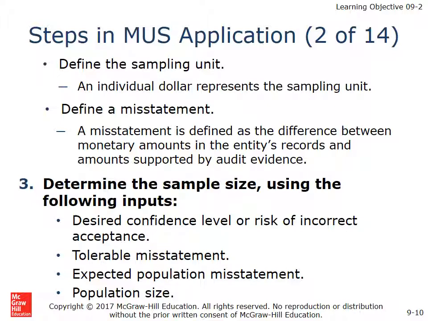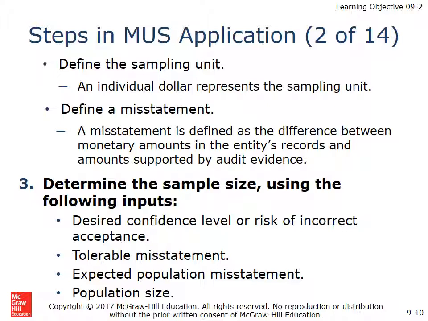So let's take a second. Desired confidence level. There's a direct impact on the sample size. The lower the desired confidence level, the smaller the sample size. If you want more confidence, you increase it. If your tolerable misstatement is lowered, you increase the sample size because you want to make sure you're sampling enough. If you raise the tolerable misstatement, you'll decrease the sample size.